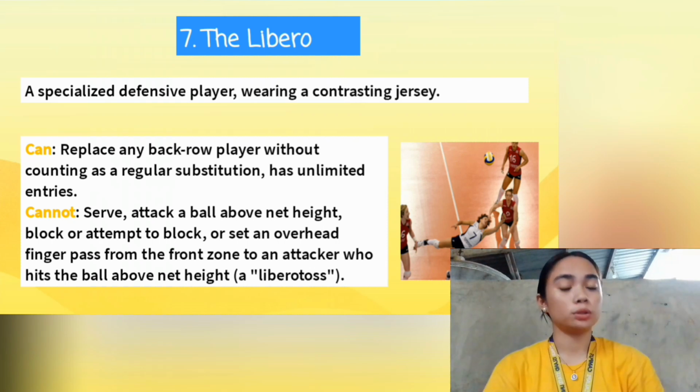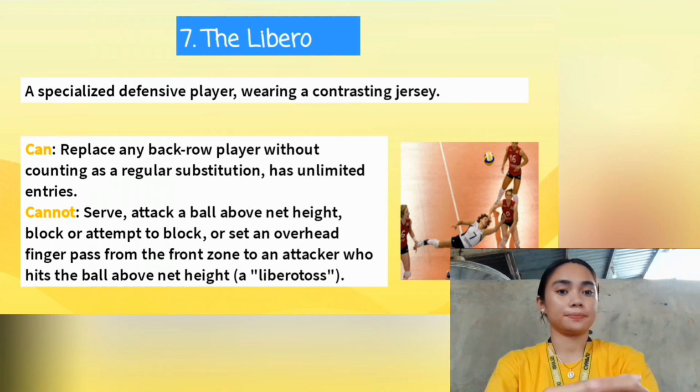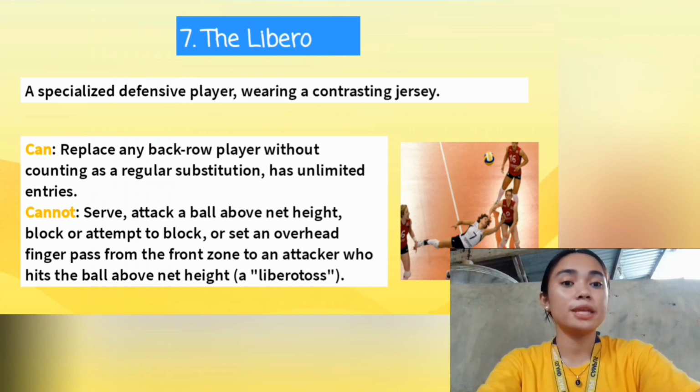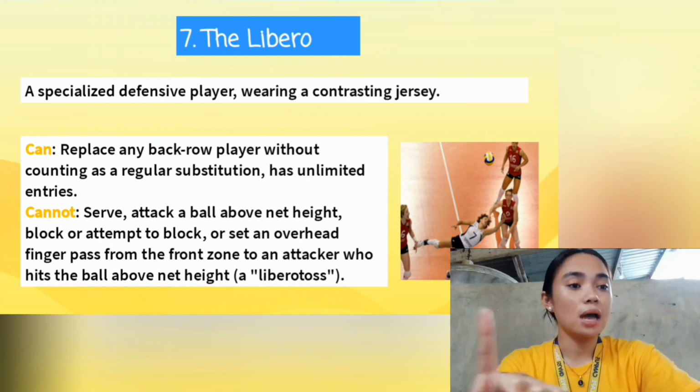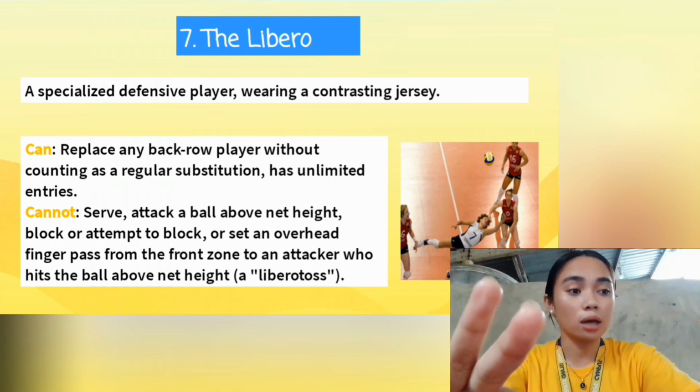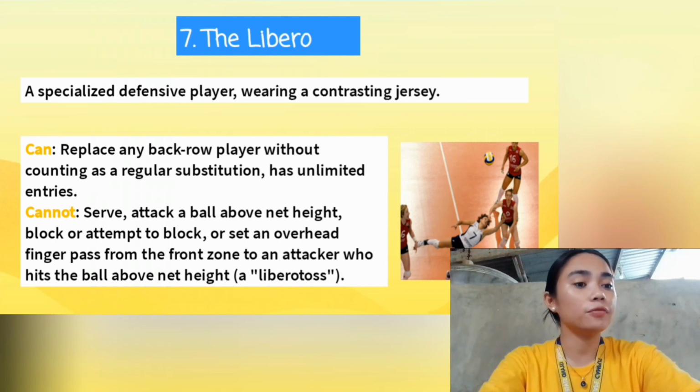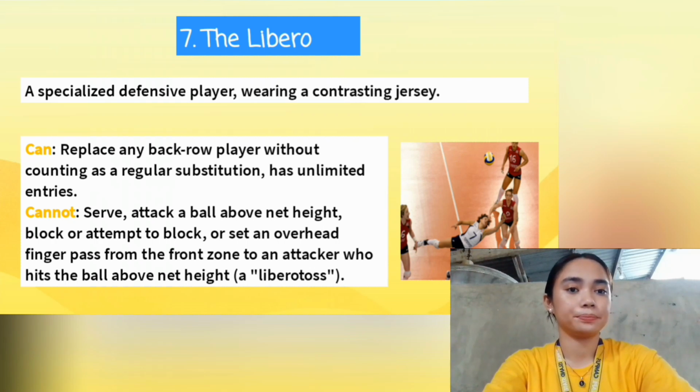So the main goal of the libero is to pass the ball and to defend it. We should always remember that the libero cannot serve, attack a ball above net height, block or attempt to block, or set an overhead finger pass from the front zone to an attacker who hits the ball above the net height. So in conclusion, the rules and regulations of volleyball must be recognized and understood to have fair and safe play.